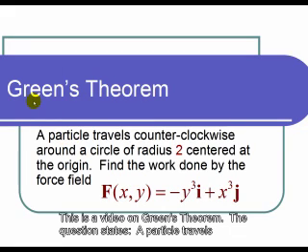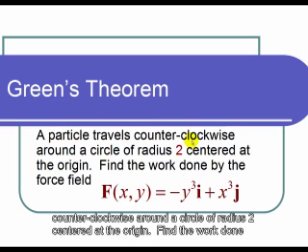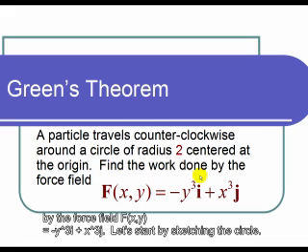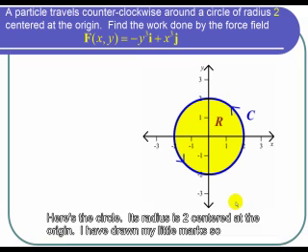This is a video on Green's theorem. The question states, a particle travels counterclockwise around a circle of radius 2 centered at the origin. Find the work done by the force field F of xy is equal to negative y cubed i plus x cubed j. So let's start by sketching this circle.